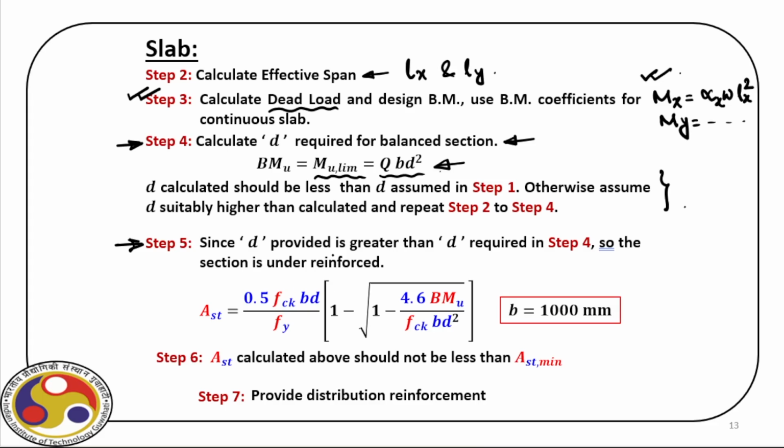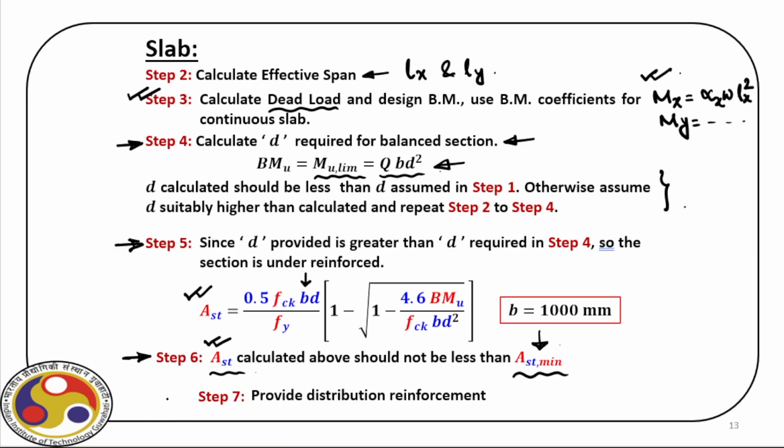our task is to find out Ast, and for that, again, this expression is known to us. We have already considered b as 1 meter. So in this expression, if we put 1 meter width of the beam, we can calculate Ast required. Then if you recall the beam design, we need to find out the Ast minimum because that is the minimum amount of steel we have to provide. And if this Ast provided is more than Ast minimum, then we can carry on with this value, or otherwise we have to provide the minimum reinforcement.